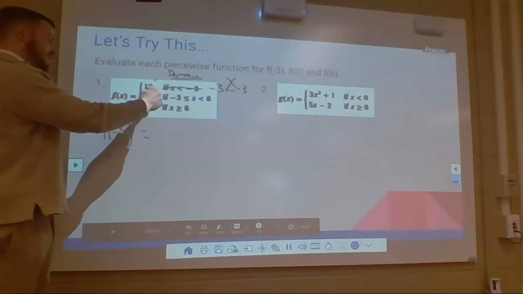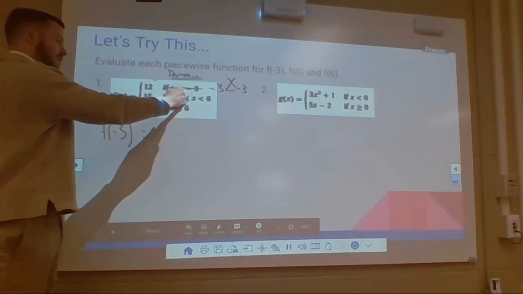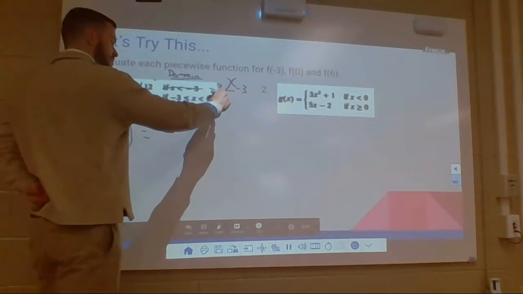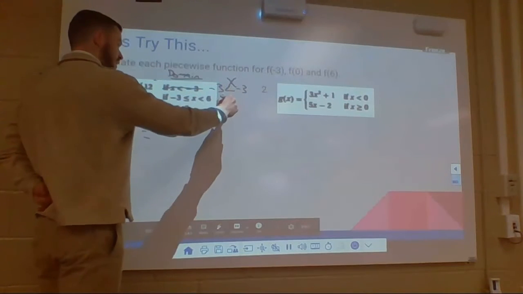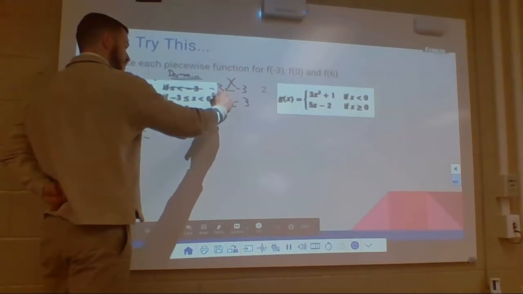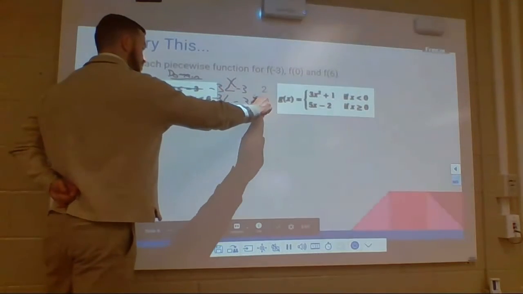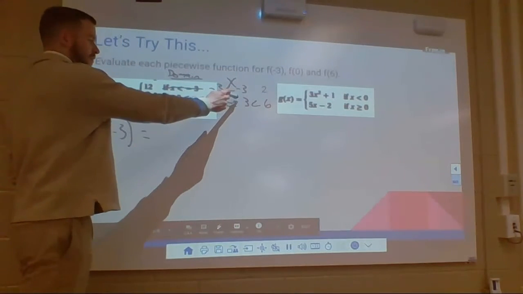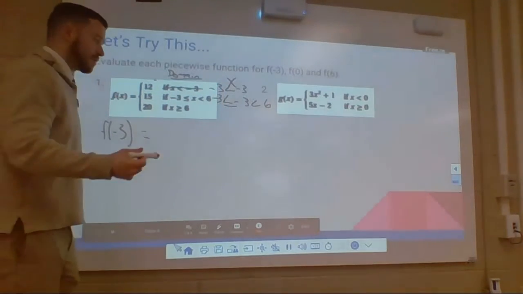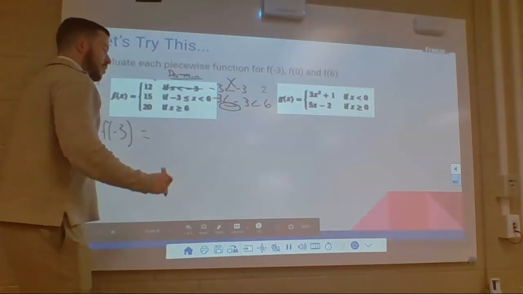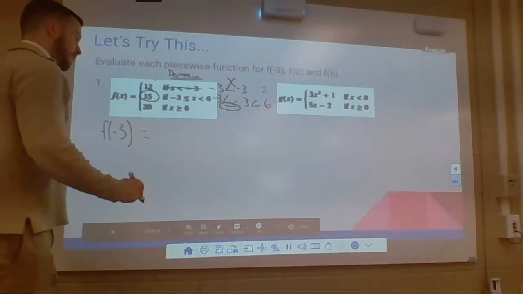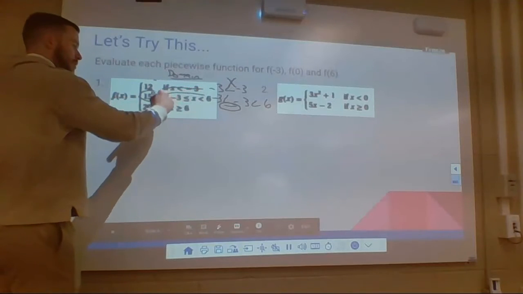So f of x will be 15 if -3 is less than or equal to x, and x is less than 6. So I'm going to substitute -3 in for x, and see if this is a true statement. Is -3 greater than or equal to -3? Yes, it's equal to, right? So we're going to end up using this rule for -3. Okay, this is the domain that it works for.